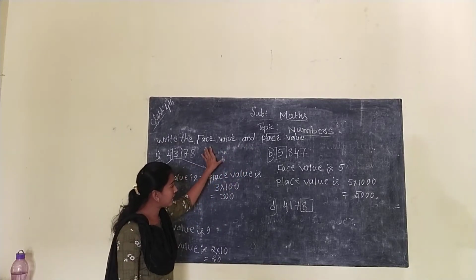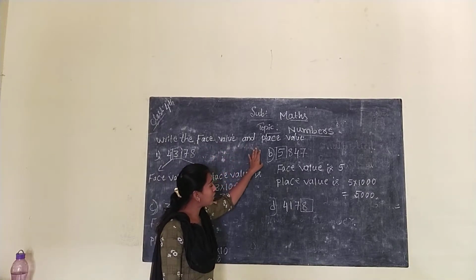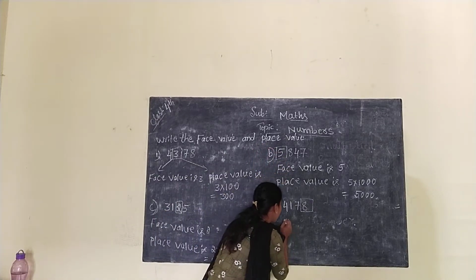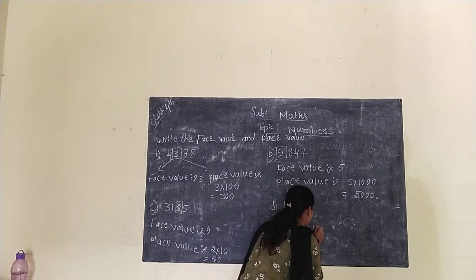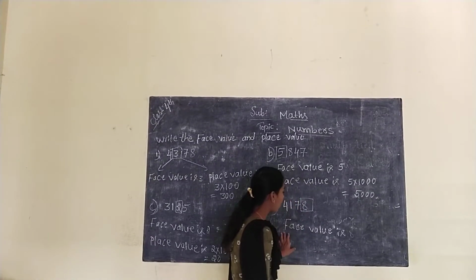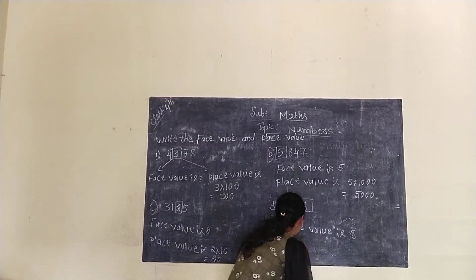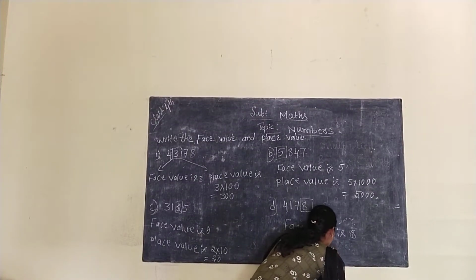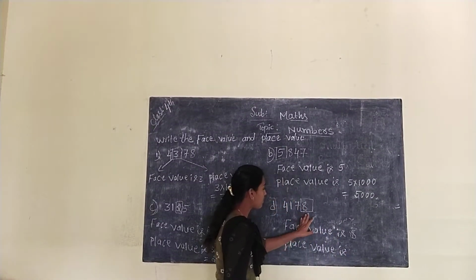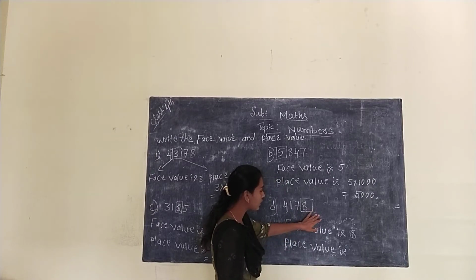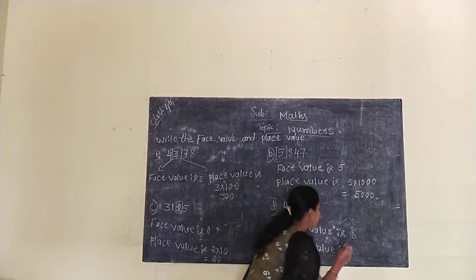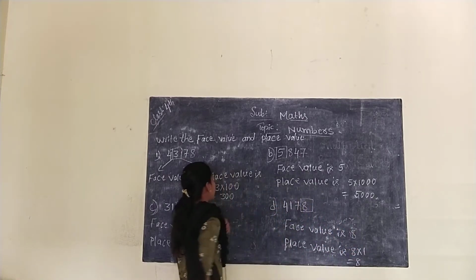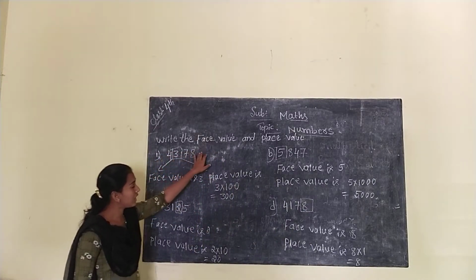Face value is constant, does not change the value, but place value is digits multiplied by places. Okay. Face value is 8. We have to find out place value also. Which is here in the box? So 8. 8 is which place? So 8 is unit place. Unit place means ones. 8 into 1. It means 8.